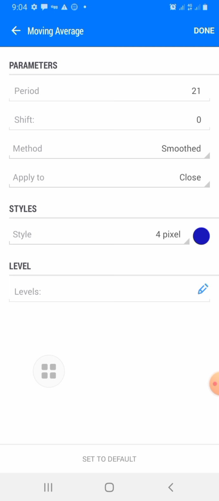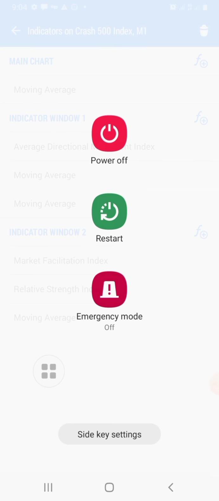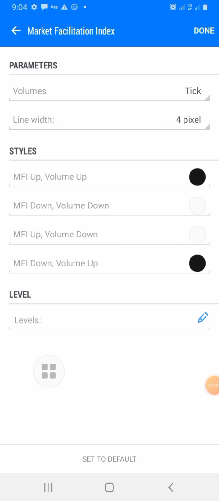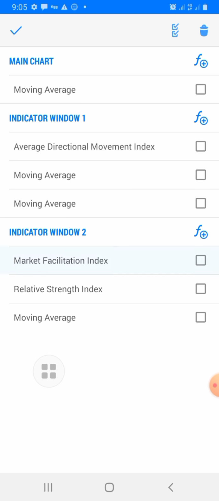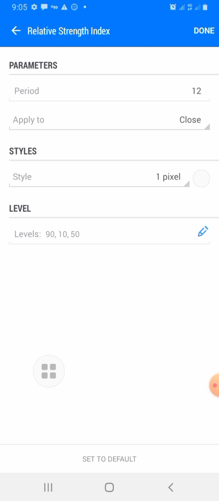You click on done. So when you are done, the next thing you are going to add is the window indicator 2, right, which is this particular one here. All right, you add your market facilitation index. Anyway, this is not needed. Let's just take it out. This is not part of what we need here. Let's remove it. So you have to add your RSI, relative strength index, which is period is 12, apply to close, and style is 1 piece of background color. So if you are using black background, you have to choose color here to be black.